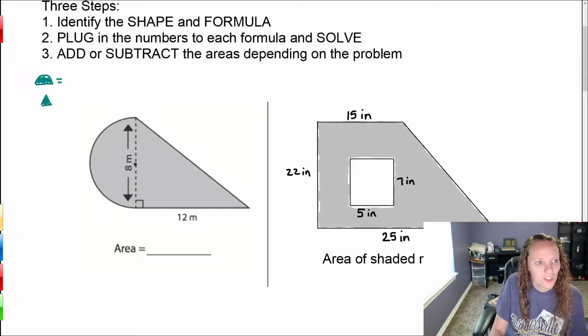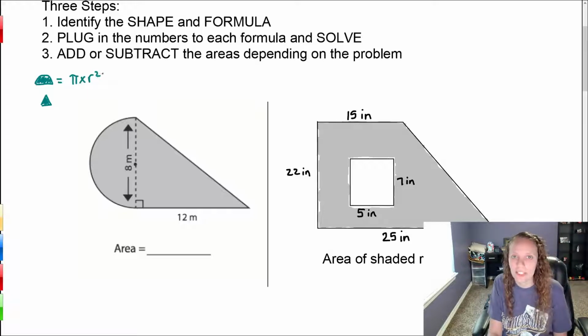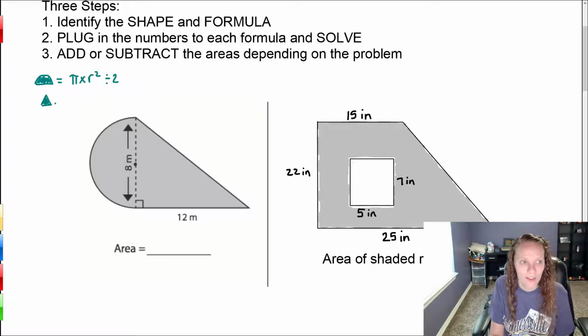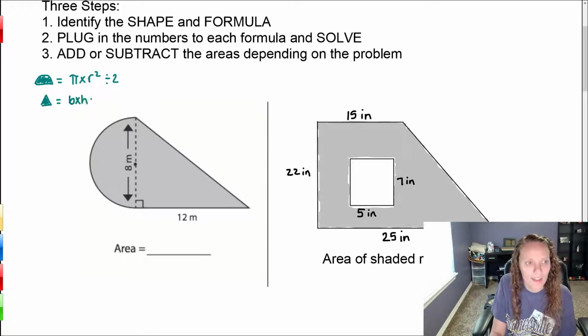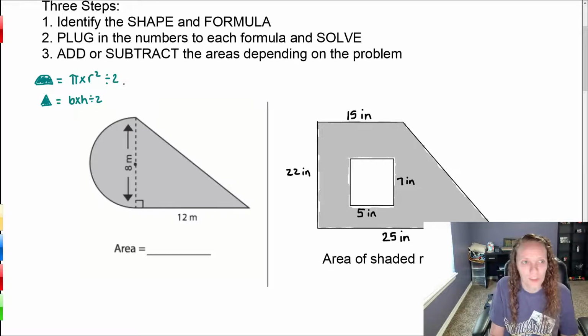So for a half circle, or for a normal circle, our formula is pi times radius squared. And remember, radius squared just means radius times radius. Now that's for one whole entire circle. But since this is a half circle, cutting something in half means we also have to divide it by 2. And then for the triangle, remember we're going to do base times height and then take that answer and divide it by 2. So now let's plug in the numbers to each formula and then we're going to solve.